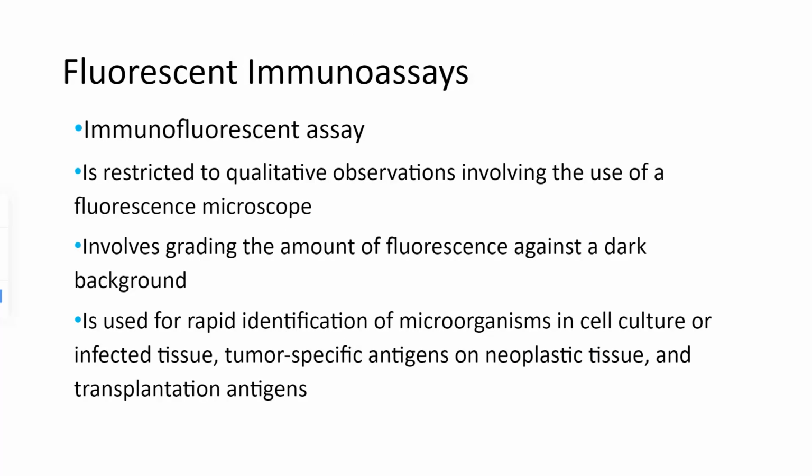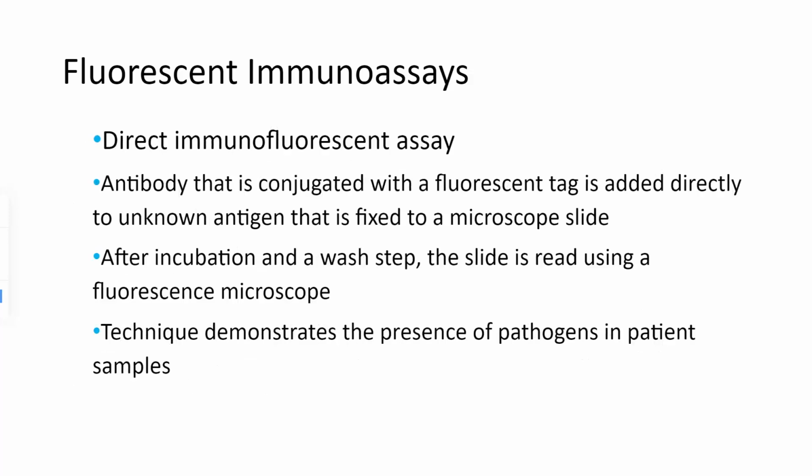Fluorescent immunoassay, or immunofluorescent assay, is restricted to qualitative observations involving the use of a fluorescence microscope. It involves grading the amount of fluorescence against a dark background. It's used for the rapid identification of microorganisms in cell culture or infected tissue, tumor-specific antigens on neoplastic tissue, and transplantation antigens. Direct immunofluorescence means that an antibody is conjugated with a fluorescent tag and it's added directly to the unknown sample. After incubation and wash step, the slide is read using a fluorescence microscope. This technique demonstrates the presence of pathogens in patient samples.